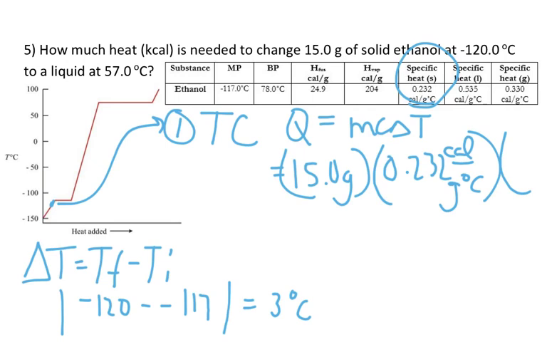So we're going all the way from negative 120 up to negative 117, so it's actually a difference of 3 degrees Celsius. So the total calories are not very much for this particular problem. It's only 10 calories, and really it's just 1 significant figure because of the 3 degrees Celsius. And again, that's based on adding rules, and you probably are unfamiliar with those, so that's why we're going to be a little lenient on the sig figs on these problems.